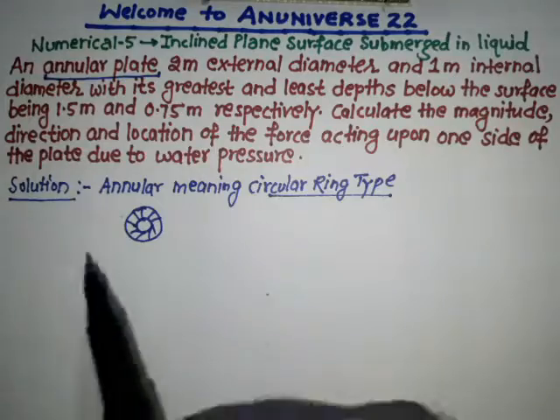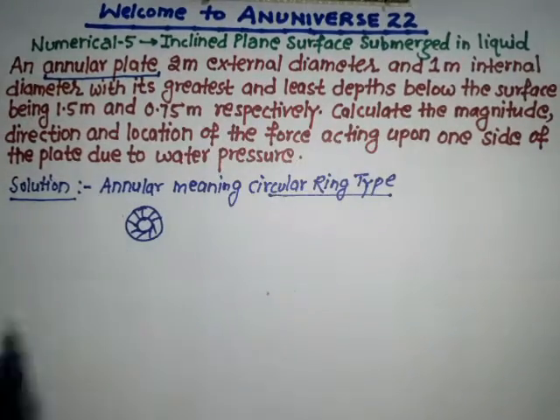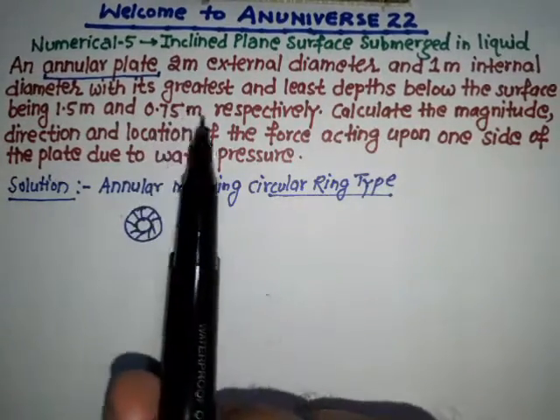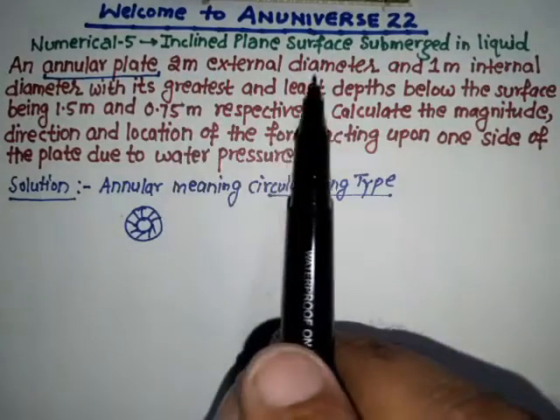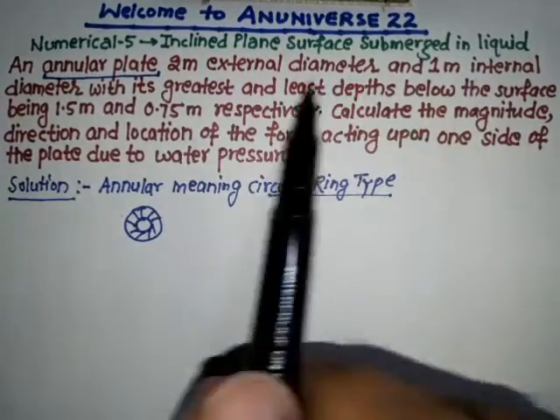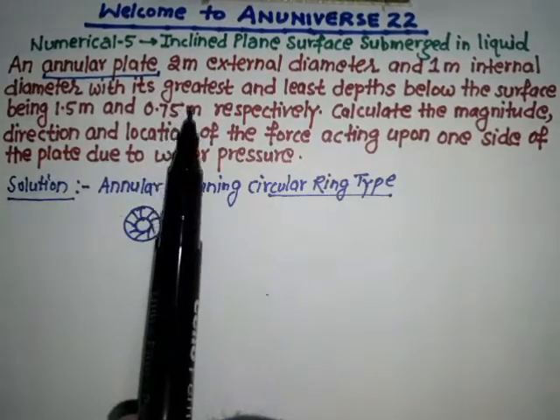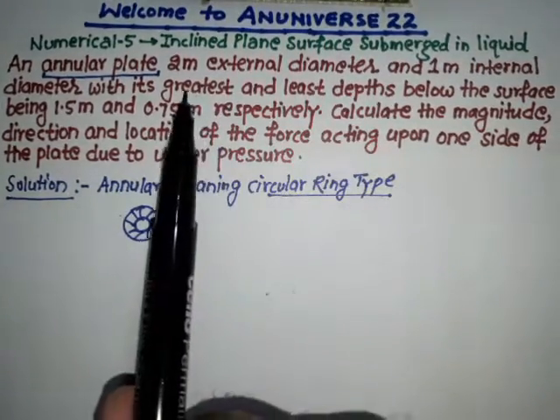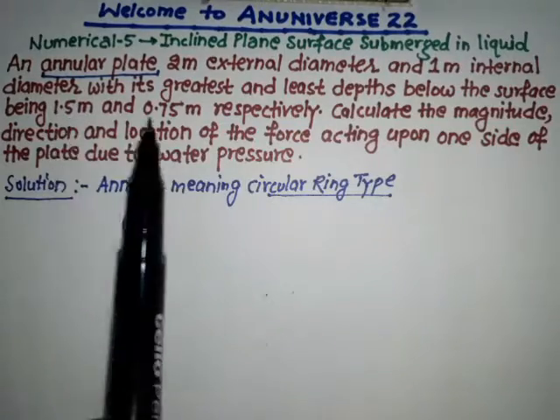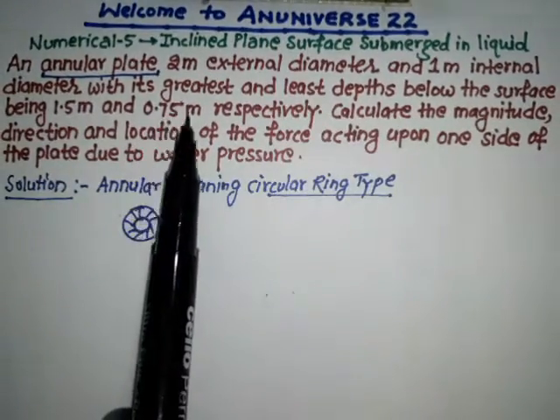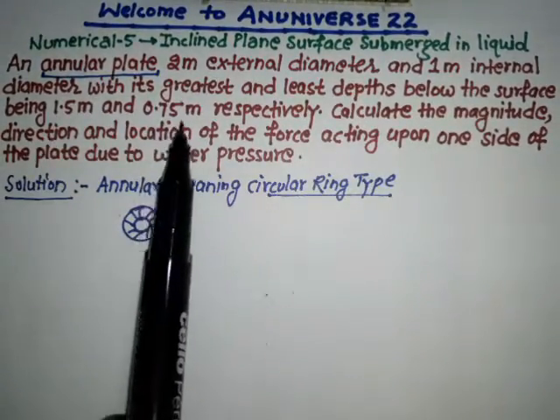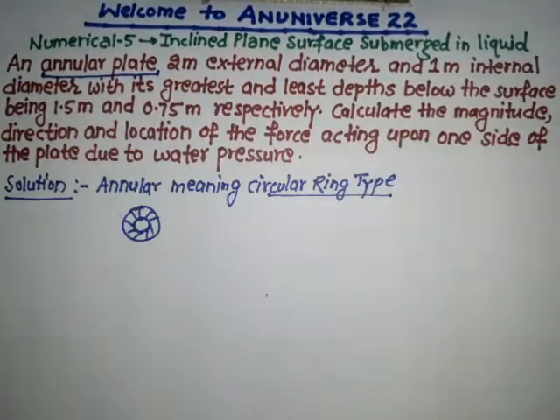It has two diameters, one is external diameter, another is internal diameter, and both the diameters are given: 2 meter is the external diameter and 1 meter is the internal diameter. But two depths are given from the surface of water. Greatest depth is 1.5 meter and least depth is 0.75 meter. So on the basis of these depths, we can say this is inclined, submerged in the liquid. So now try to plot the diagram.